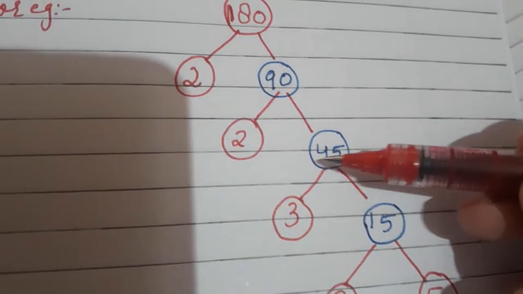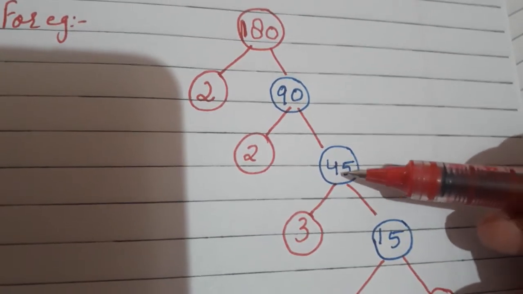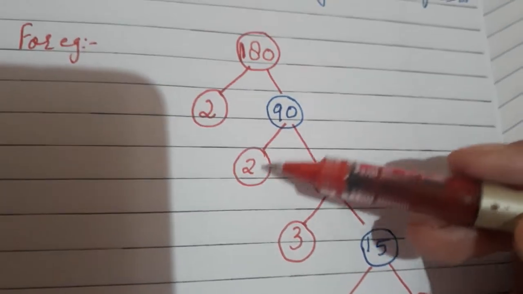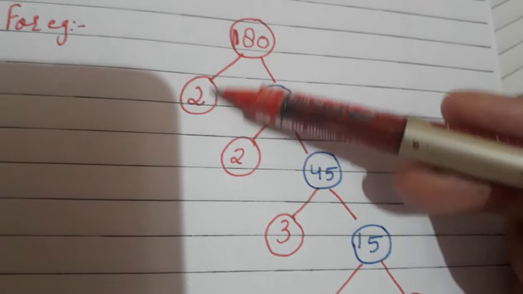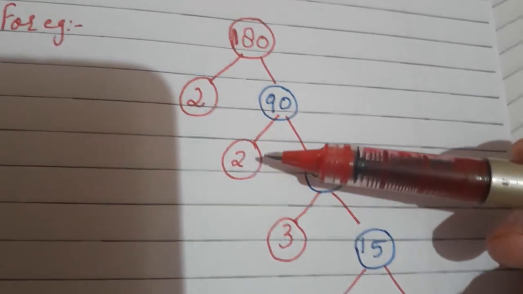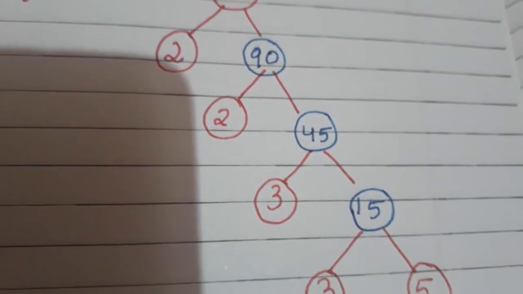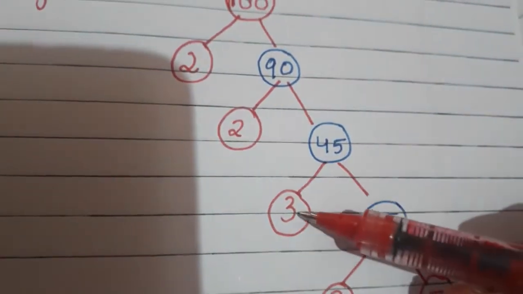Now children, 45 is not an even number, it is an odd number, so it will not be divisible by 2. So now we will take the next smallest number. The very first smallest number was 2. Now we will take 3. And yes, 3 is a prime number, so yes, we can take this number.